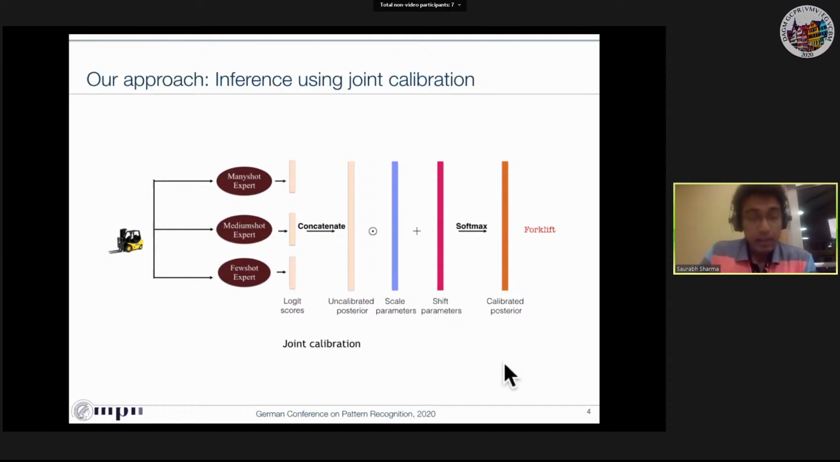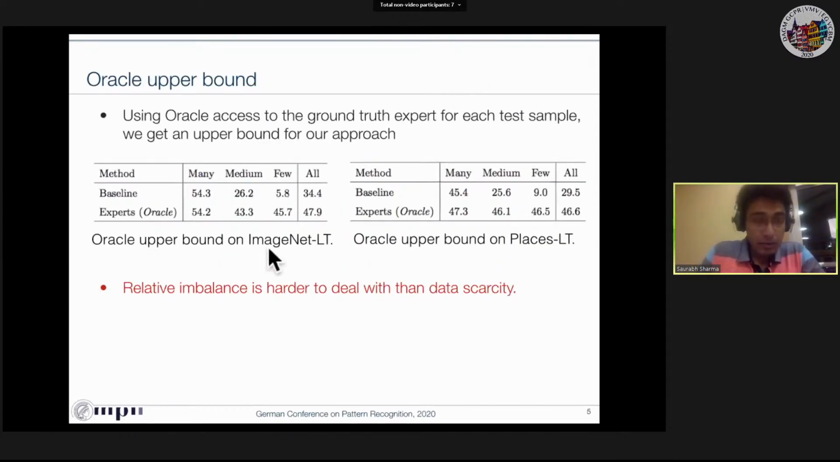So this gives us our best results. Our main experiments consist of an oracle upper bound, firstly. We assume that we have oracle access to the ground truth expert for each test sample. This basically gives us an upper bound. We find that the oracle upper bound allows us to match the medium shot and few shot accuracy to the many shot accuracy on both ImageNet and Places LT, which suggests that data scarcity is not the bottleneck, but instead it's relative imbalance that is a harder problem, because the data scarcity for few shot and medium shot classes does not prevent us from pushing the accuracy as high as the many shot classes.